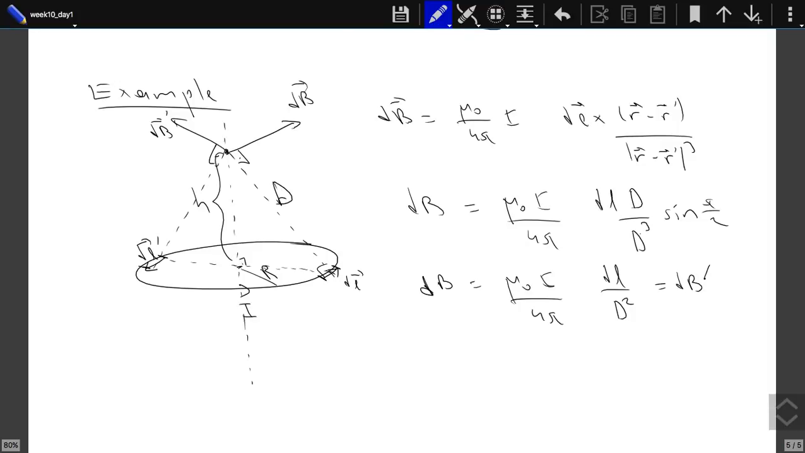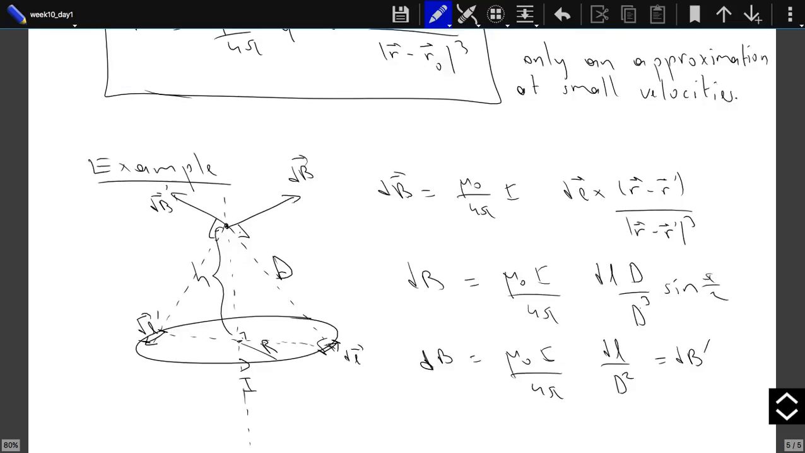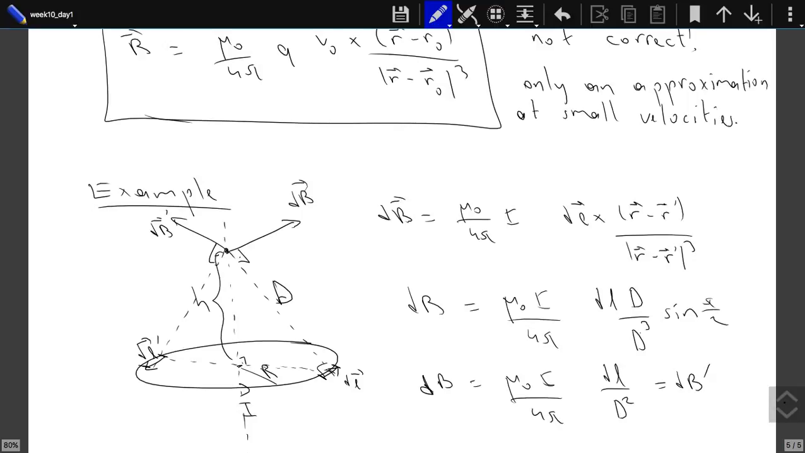But it is also the magnitude of dB prime. dl prime has the same length as dl. Since I'm at a point along the central axis, every point on my ring is at the same distance from the point that I choose along this axis. So D is the same for this segment, dl is the same, I is the same. The angle between this dl prime and this r minus r prime for that segment is the same. So the magnitudes of dB and dB prime are exactly equal.